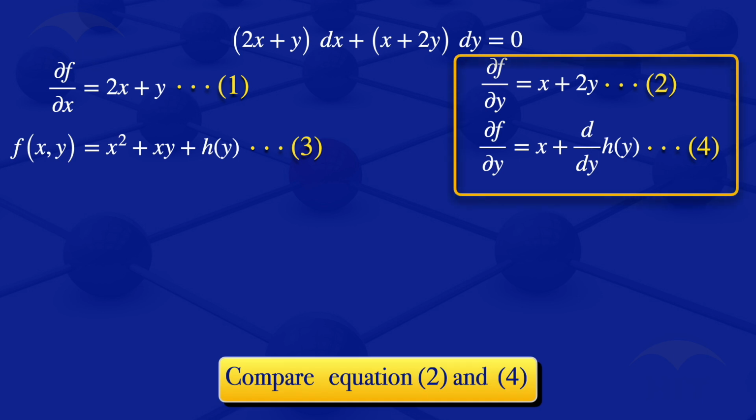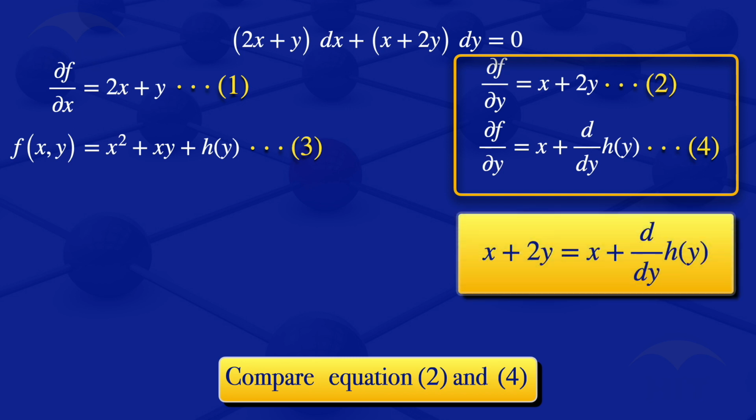We see that those equations, they have partial derivative of f with respect to y on the left hand side. These parts, they are the same. So if the left-hand sides are the same, then the right-hand sides should be the same. So what we would have there is x plus 2y is equals to x plus the derivative of h of y with respect to y.